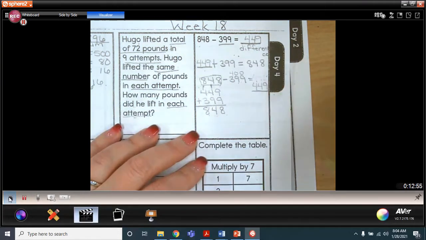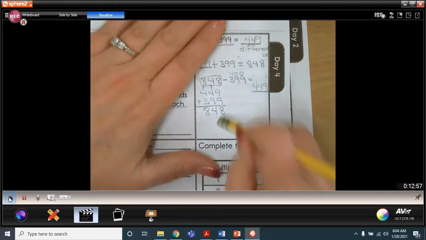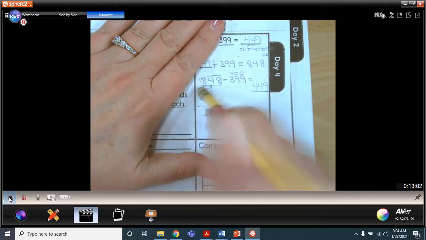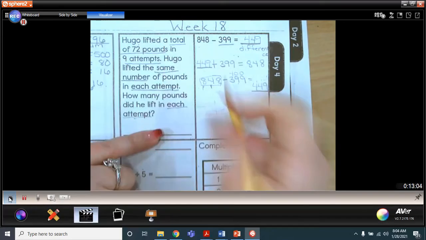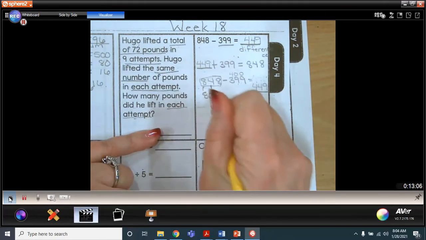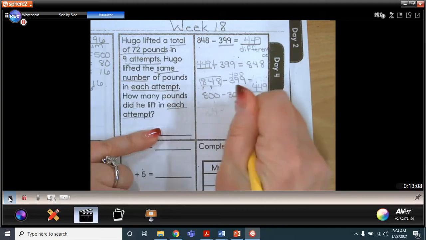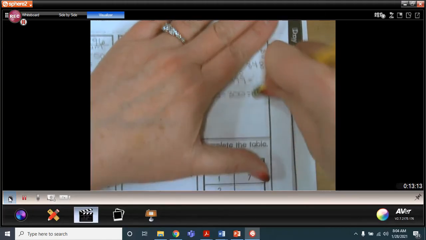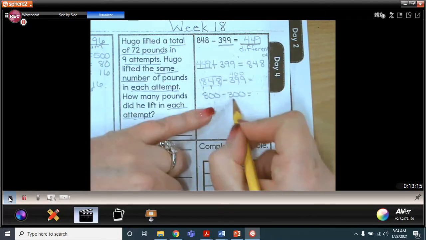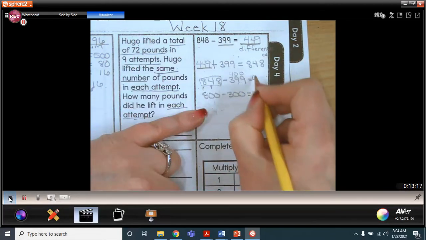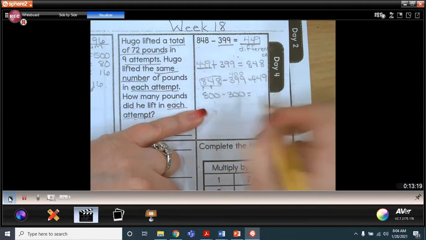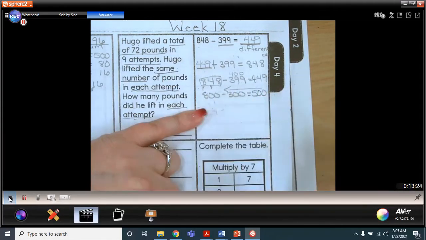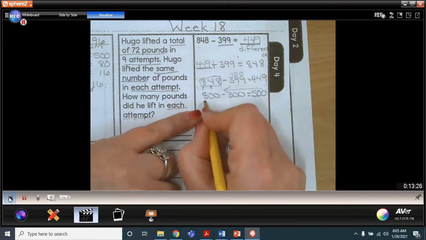Now, another way we could take a look at this is by subtracting based on place value. So if I take this 800 and I subtract 300, I would get 500, correct? Because 500 plus 300 is 800. So you can still check your subtraction by using addition going backwards this way. So 500 plus 300 is 800.